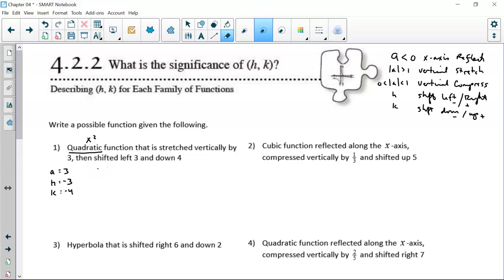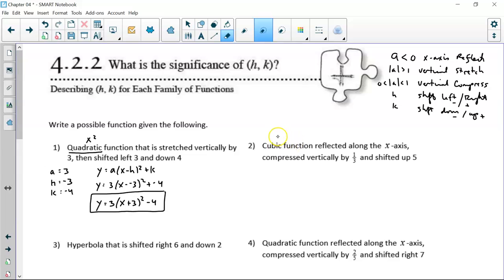For a quadratic, y equals a times the quantity of x minus h squared plus k. And then we fill in our values. y equals 3 times x minus negative 3 squared plus negative 4. y equals 3 times x plus 3 squared minus 4. There is our quadratic function.